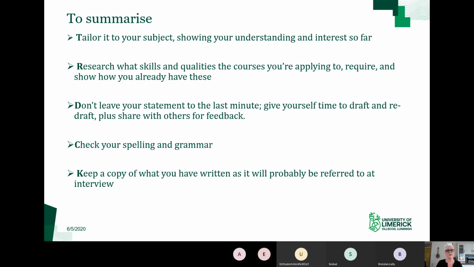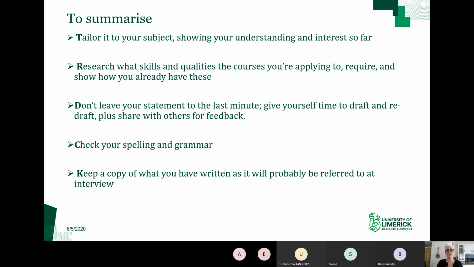Okay, to summarise, number 1, you need to tailor it to your subject, showing your understanding of the course and your relevant interests. So before you can actually write your statement, you need to research the skills and qualities the courses you're applying to require, and then you need to show how you have them. Don't leave it to the last minute. I think writing a personal statement definitely takes time. It's easy to see when somebody's taken time to think about why them, why the course, what is it about them that makes them of interest to the course director.